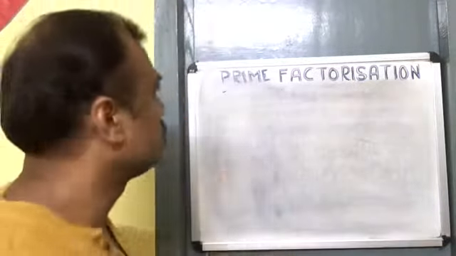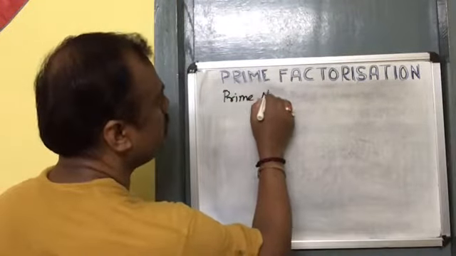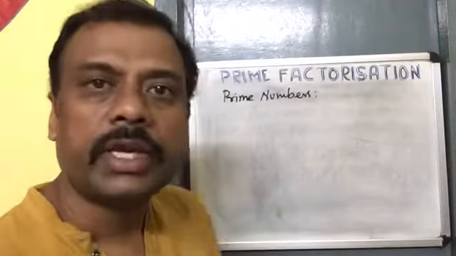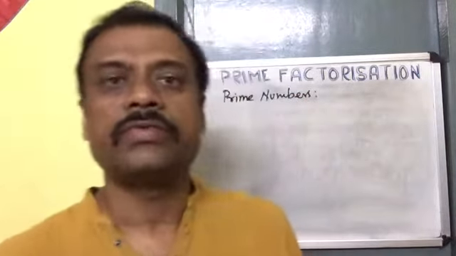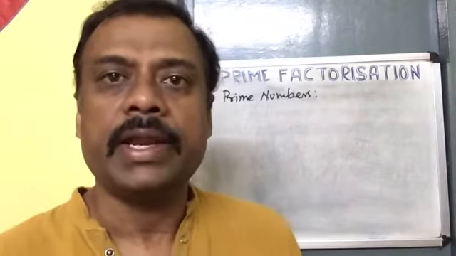Hello everyone. Today we will talk about prime factorization. Before going to that topic, we must know what prime numbers are. Prime numbers. As we know, prime numbers are those numbers which have only two factors, 1 and itself.